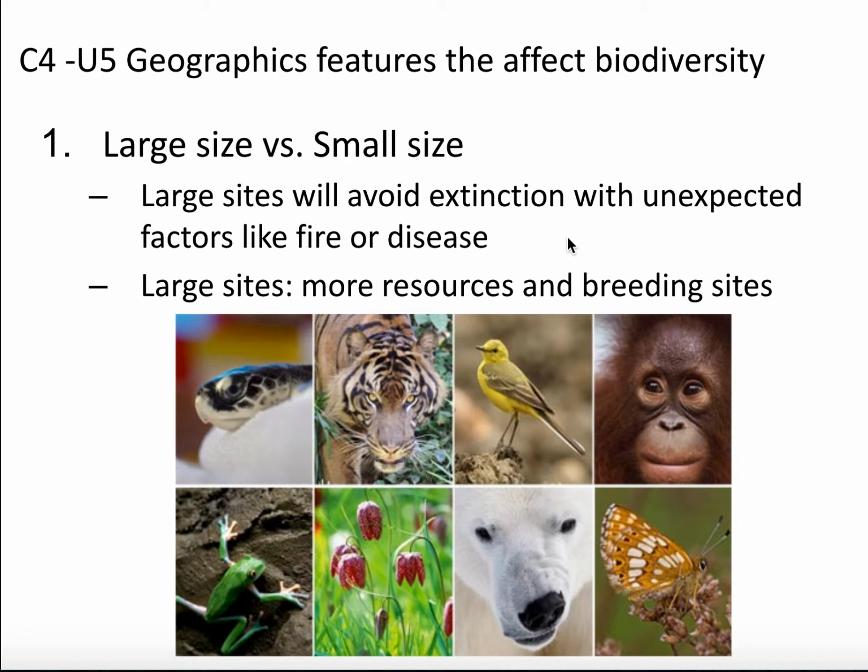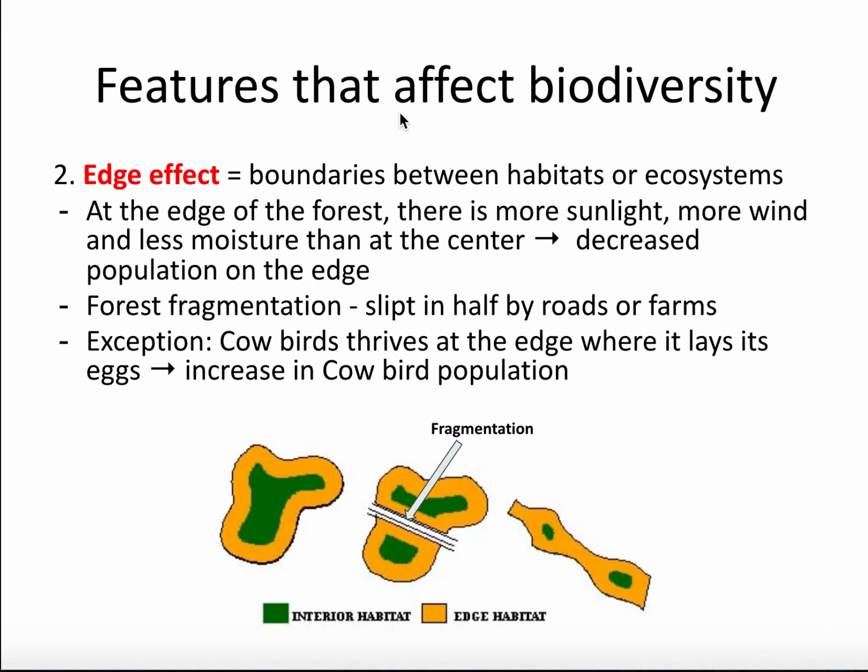Large sites will avoid extinction from unexpected factors like fire or disease as well, because they have more places to hide. So when you think of a large island versus a small island, a large island is going to be better. A larger continent is going to be better than a smaller continent. So in this case, for the geographic feature of size, larger will help biodiversity, smaller will not.